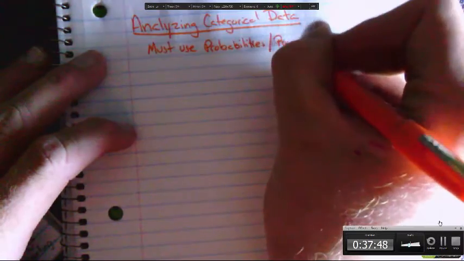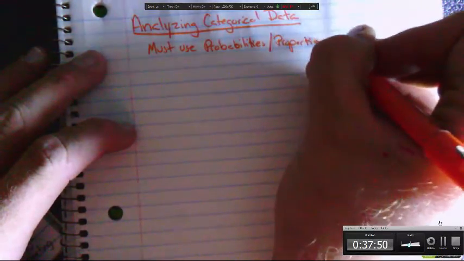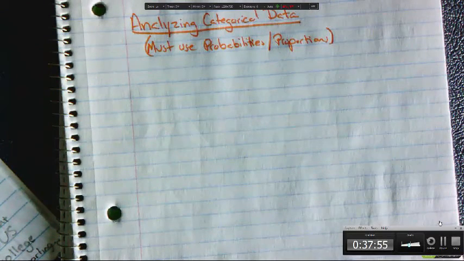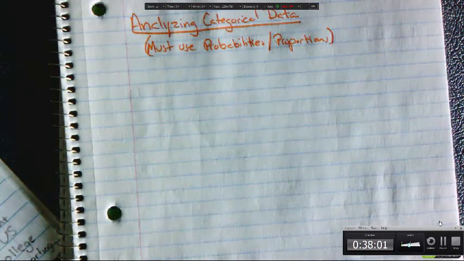So in terms of analyzing categorical data, we must use probabilities or proportions. Probabilities and proportions are inevitably the exact same. So to interpret our results of a study, you would have to say this percent, or this out of this many people, this many were blue-eyed. We have to use a probability or a proportion.